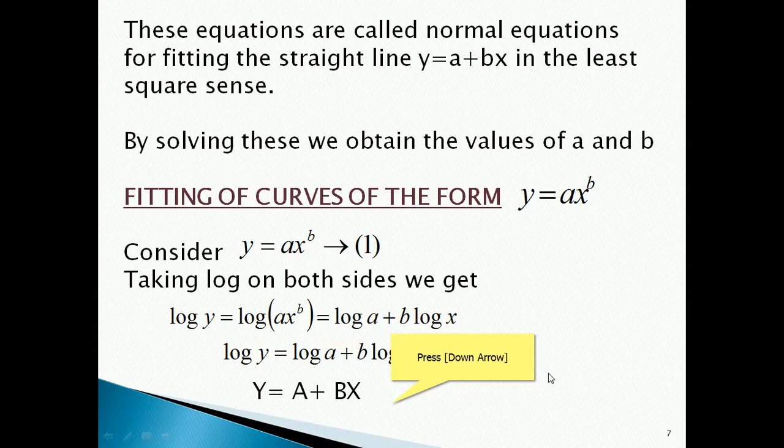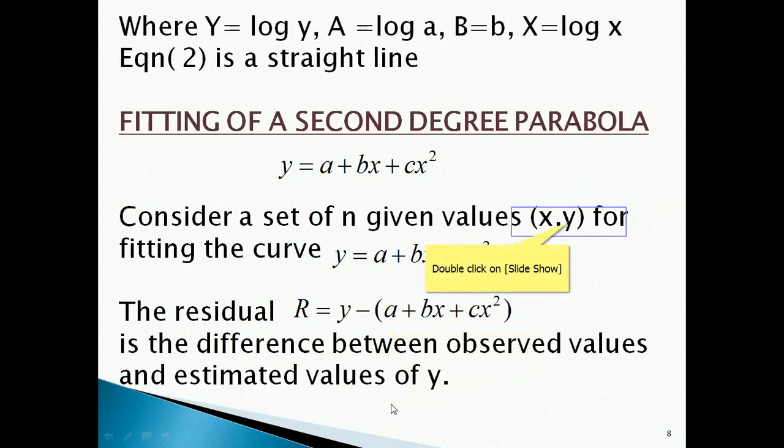After finding the capital A and B values, find out the small a, small b by using the relations. Capital Y is log y, so small y is equal to e power Y. Log a is equal to A, so small a is equal to e power A. Capital B is nothing but small b, and small x is e power X. That is fitting of the exponential curve y is equal to a into x power b.